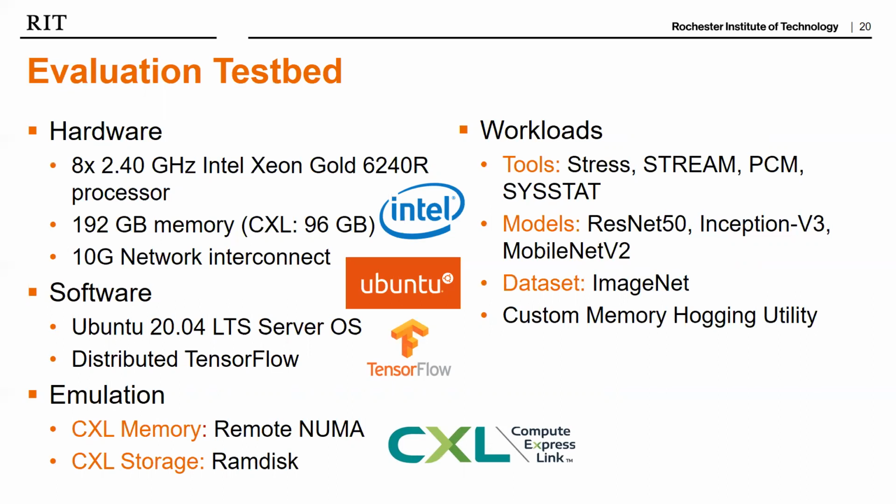We use distributed TensorFlow on Ubuntu 20.04, and to categorize each device into a tier, we run micro benchmarks such as stress, stream, ECM, and sysstat tools to capture the statistics. Similarly, we used ResNet, Inception, and MobileNet models with the ImageNet dataset as representative workloads. To mimic a real-world limited memory availability scenario on each server, we developed and used our memory hogging utility.